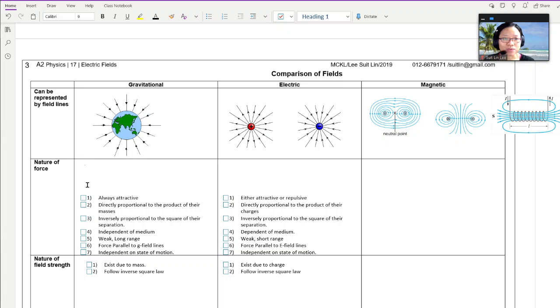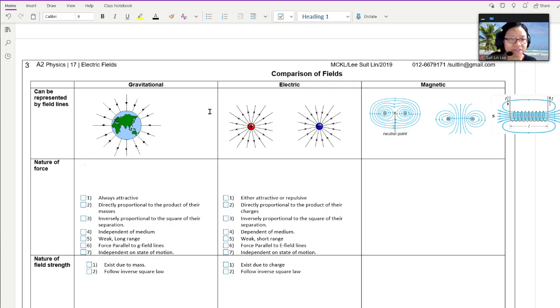In this video, I will run you through and compare the three different fields that you will cover in your A2 syllabus, namely gravitation, electric, and magnetic fields. I will not really touch on magnetic fields yet until the magnetic topics have been covered in our videos. So we're going to zoom in on gravitation and electric, but I just want you to observe the field lines across these three phenomena.